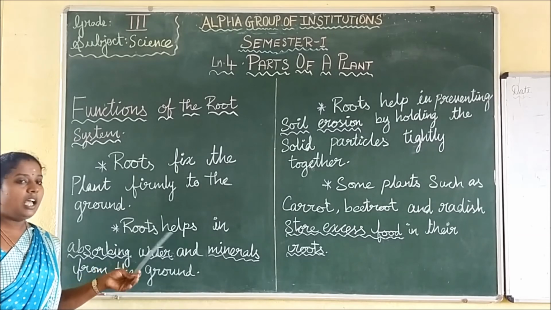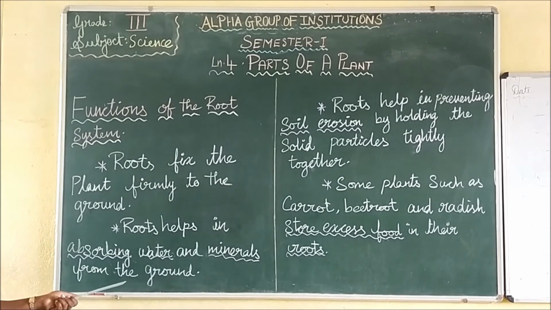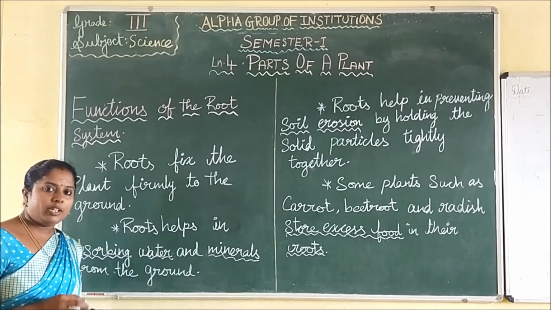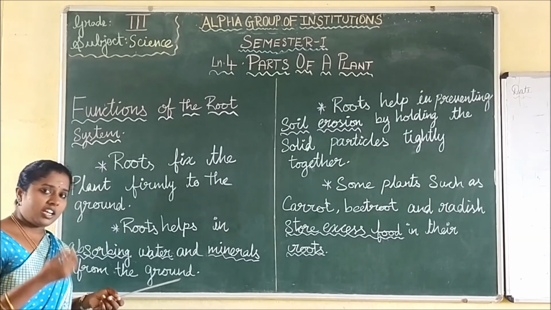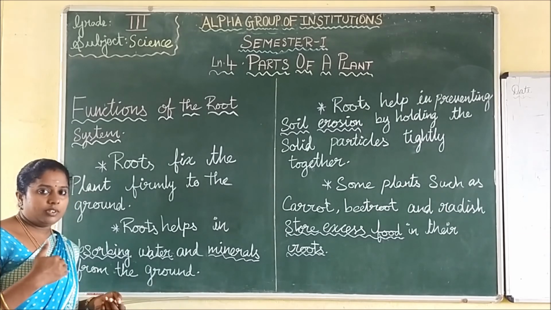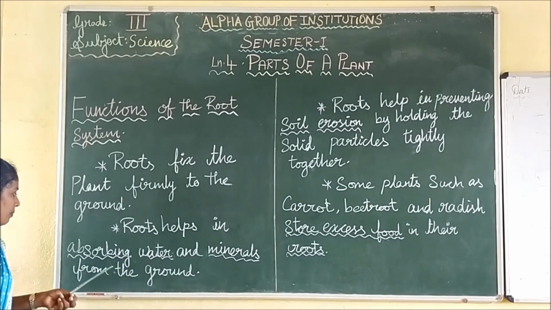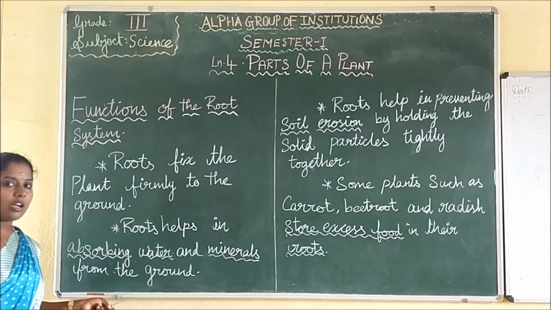Roots help in absorbing water and minerals from the ground. So the root absorbs the water, minerals and nutrients from the soil and transfers them to the stem and then other parts. So the roots help in absorbing water and minerals from the ground.